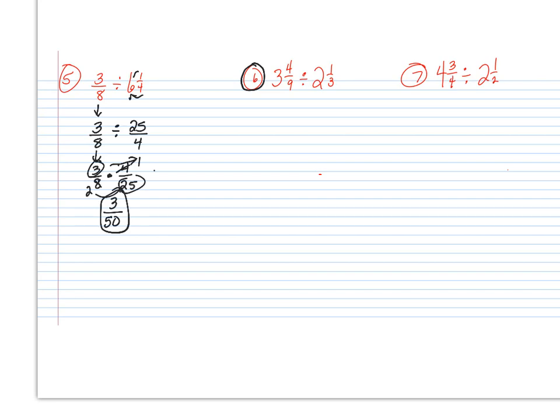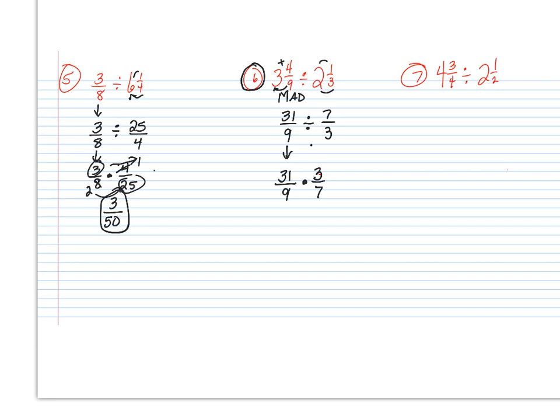Look at number 6. They're both mixed numbers, so we've got to get MAD on both of these. So the first thing we're going to do is get MAD. 9 times 3 is 27, plus 4 is 31 over 9. Bring down your division sign. Get MAD again. 2 times 3 is 6, plus 1 is 7 over 3. Okay, now it's division. We can't do division, so I'm going to keep this one the same, 31 over 9. Make it multiplication. The reciprocal of 7/3 is 3/7.